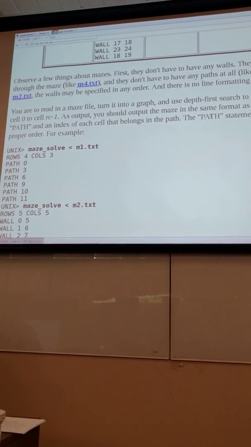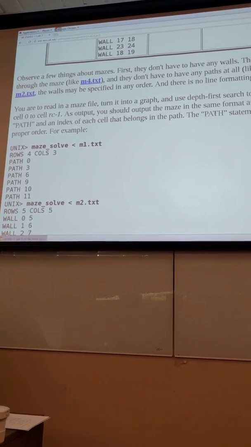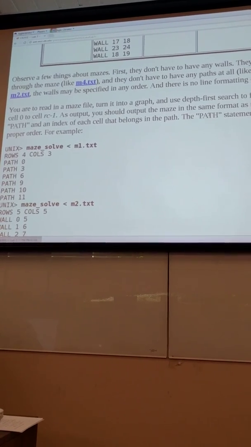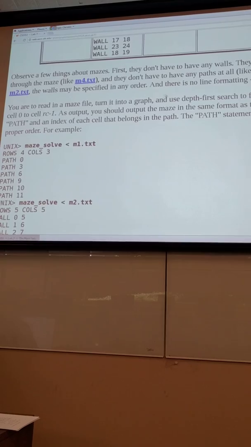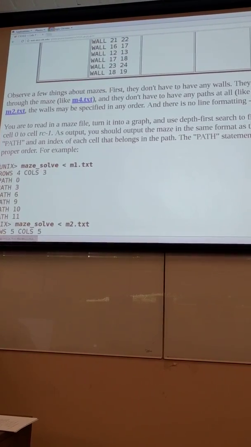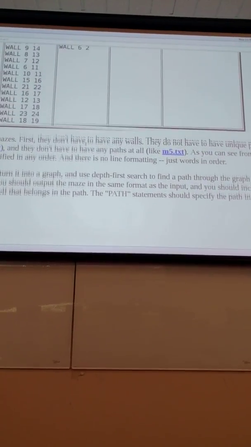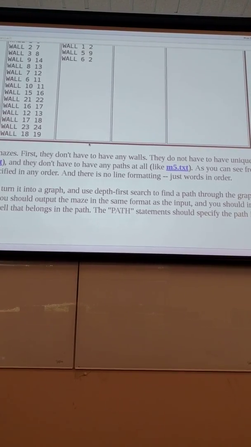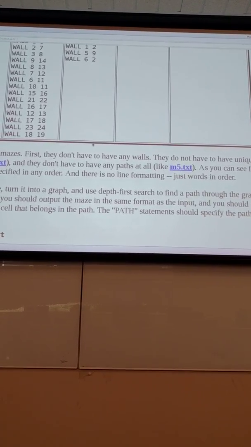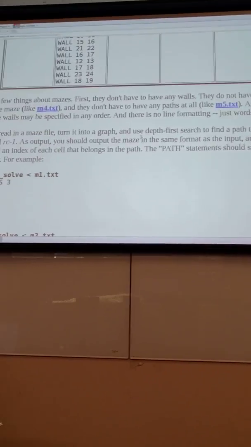So as you can see from M2, the walls can be specified in any order, and it doesn't matter what order the walls are supplied. And there is no line formatting, just word order. So all that matters for the maze specification is the order of the words, and the order that the walls come in does not matter.